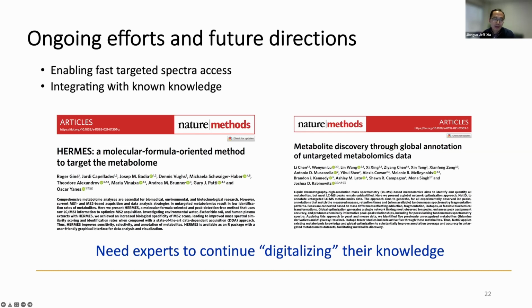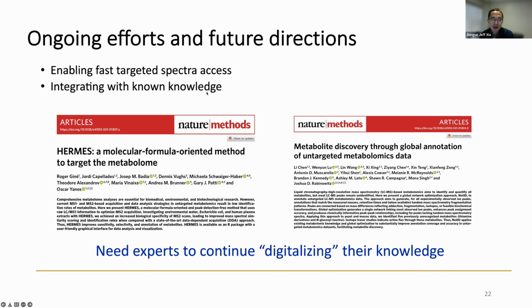So for my group, we want to enable faster targeted spectral access. Basically, if we give a list of m/z values, can we directly extract them from the spectra? We want to do it very fast, in seconds across hundreds of spectra. This will really require low level work, but it seems doable. We have tested it, and it seems fine.